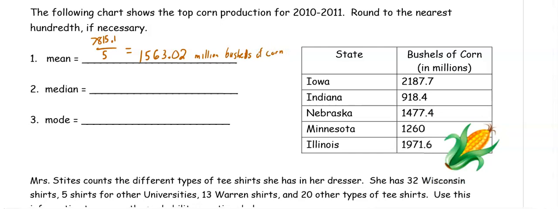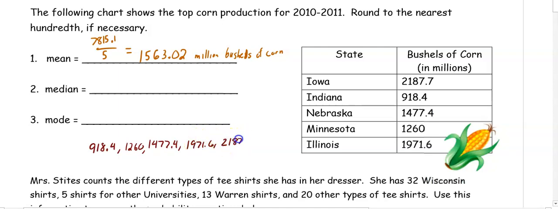For median, we want the middle number. Well, in order to do median, we have to first make our list going from least to greatest. So we have 918.4, and then we have 1,260, and then we have 1,477.4, 1,971.6, and 2,187.7. So if we want the median, we want to figure out the middle number. So we're going to cross one from each end until we get to the middle. So our middle number would be 1,477.4 million bushels of corn.